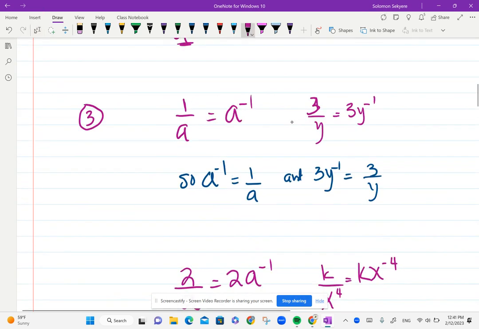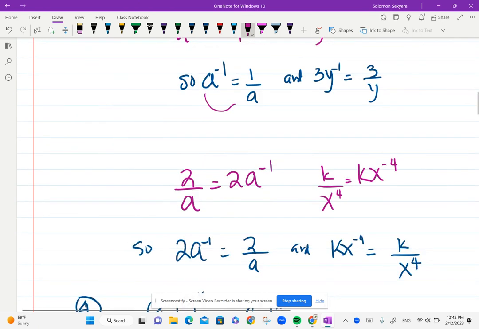If I have any number in the denominator, 1 over a, I can rewrite it. A is a to the power 1. I can rewrite it as a to the power negative 1. I can flip it. So 1 over 3 to the power y, I bring y up, and since it's power 1 over here, it's negative. The same way, if you're given a to the power negative 1, you rewrite it as 1 over a. Or if you have 3 y to the negative 1, it's the same as 3 over y. Since it's negative, it comes down and it becomes positive.